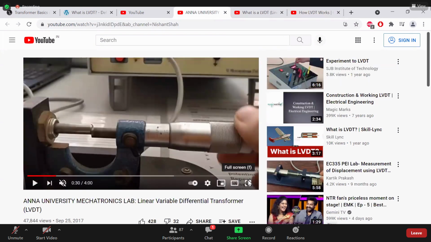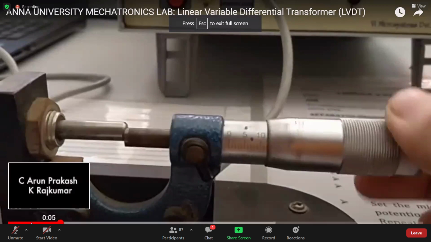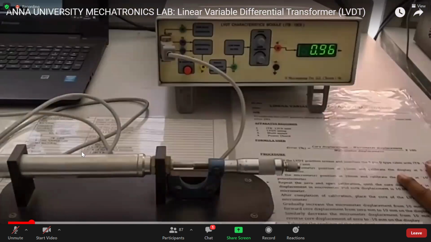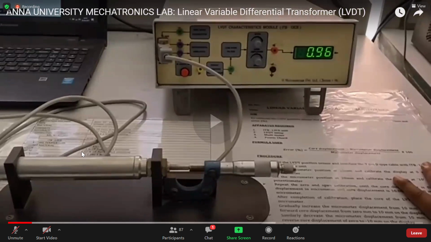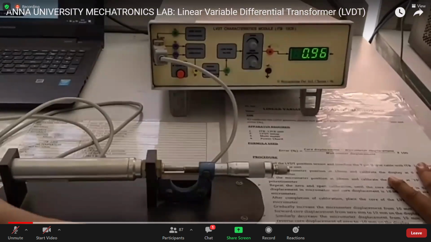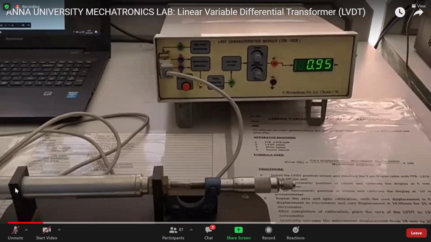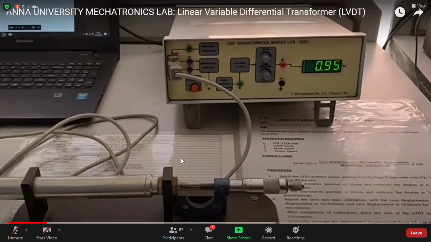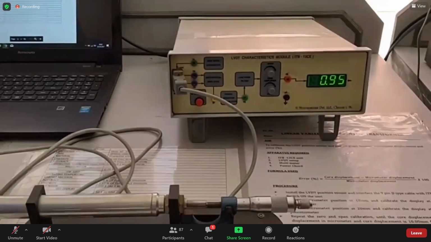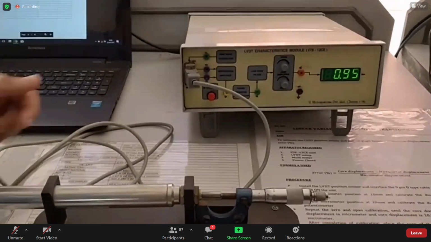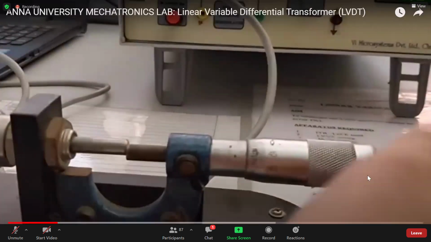And here we have another practical LVDT. Sensor and plot the graph. In our laboratory, we have this type of LVDT with a micrometer. In our college, we have this type of LVDT. Now you can see the experiment procedure: displacement and error percentage. So we need to basically find the error. First we need to calibrate it. For calibrating, first we put this micrometer on.